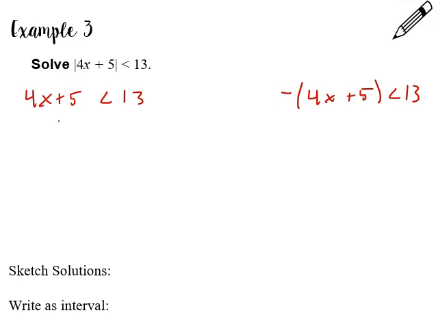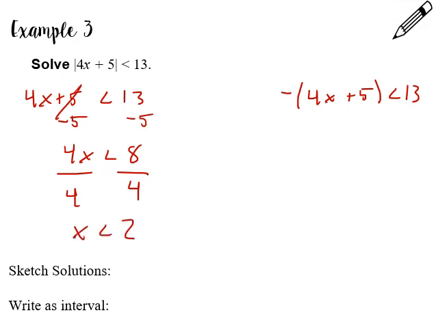So solve for x. Subtract 5. 13 minus 5 is 8. And to solve for x, I divide by 4. So x is less than 2. That's the first part of my interval of solutions.